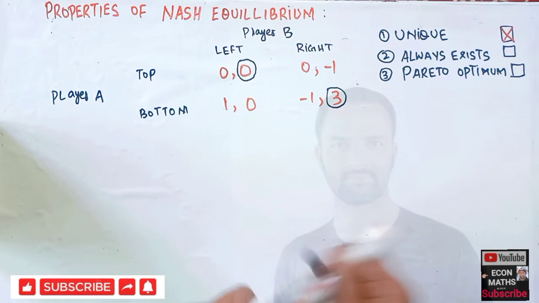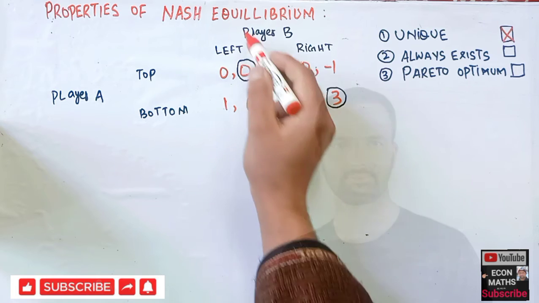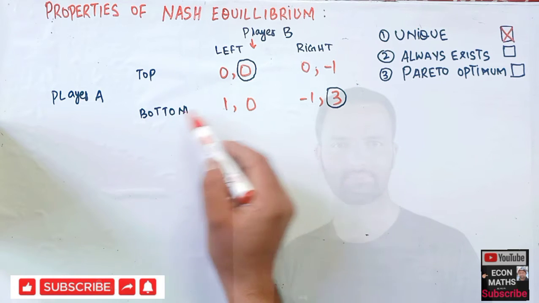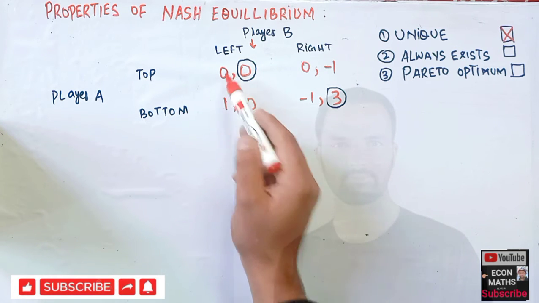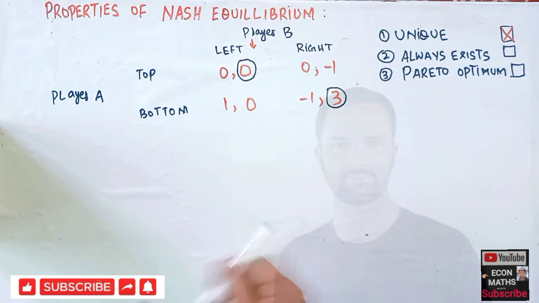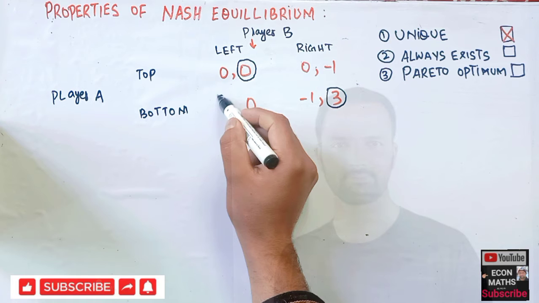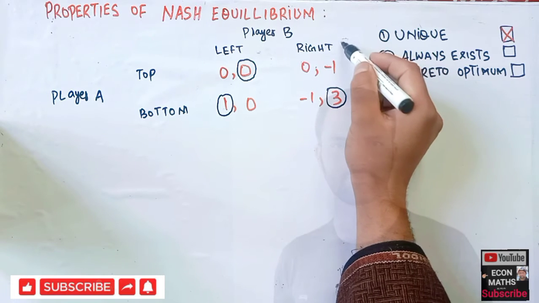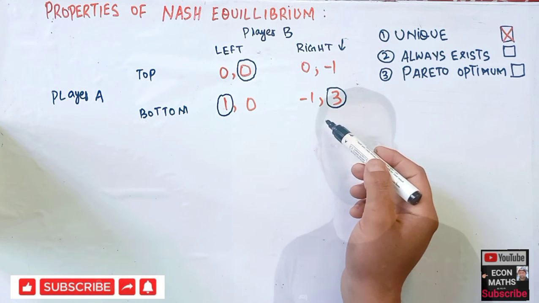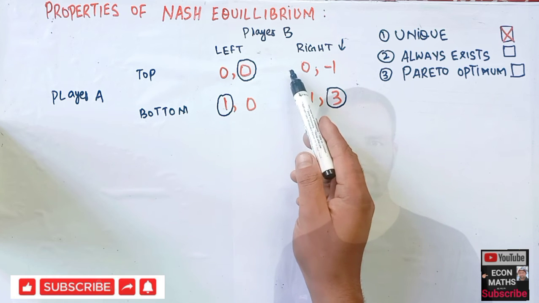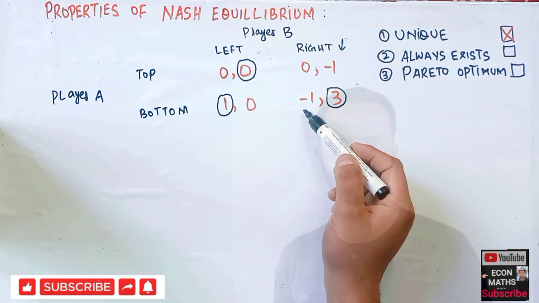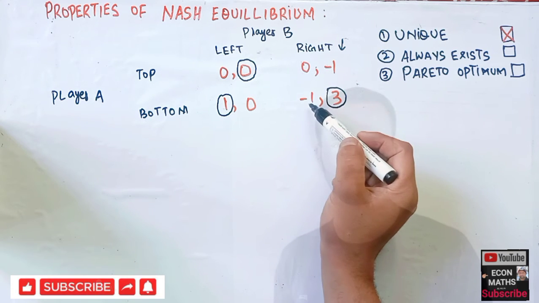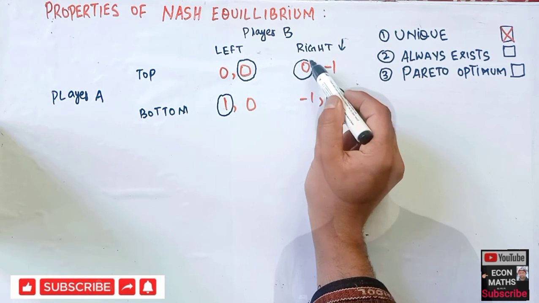Now let us see what happens if player B chooses left. If player B chooses left, player A has two options, either to go top or bottom, and bottom gives him 1 as payoff, which is greater than 0, which he gets if he chooses top. So he will choose here 1. Okay, similarly let us see what happens if player B chooses right. If player B chooses right, player A again has two options, either to go top or to go bottom. And here we can see top gives him 0 as payoff and bottom gives him -1. Since 0 is greater than -1, he will choose 0.